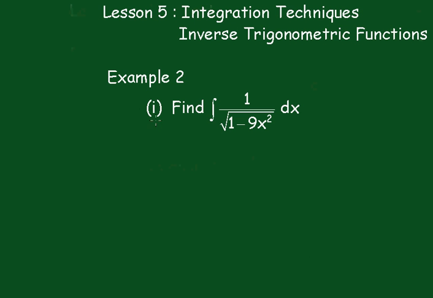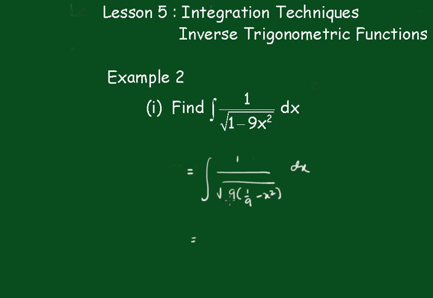Right, example 2, part 1. You have to find the integral of 1 over the square root of 1 minus 9x squared. Now, to do a little bit of manipulation with this one, and what we do here is that will be equal to the integral of 1 over the square root of 9 times 1 on 9 minus x squared dx.